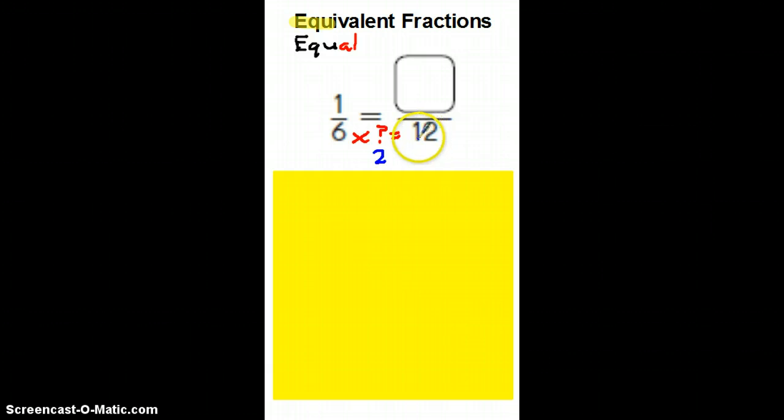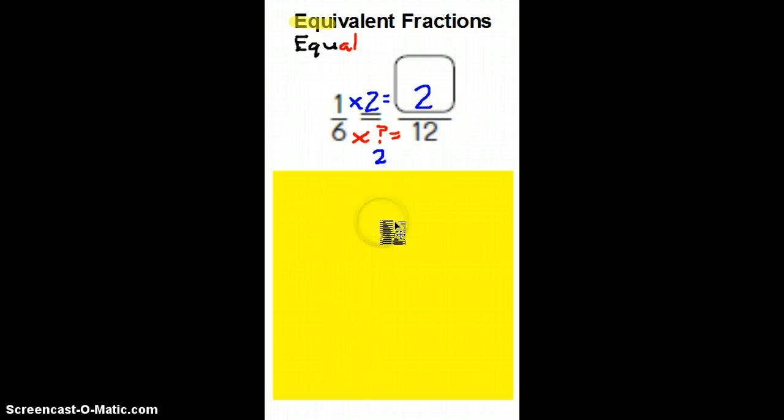Now here's the rule. For fractions that are equivalent or equal, we need to do the same to the numerator or the top. Remember name, numerator, top of the paper goes on top. So since I multiplied the denominator times 2, I'm going to multiply the numerator by, you guessed it, 2. So 1 times 2 is equal to 2. So an equivalent fraction for 1/6 is, say it with me, 2/12.